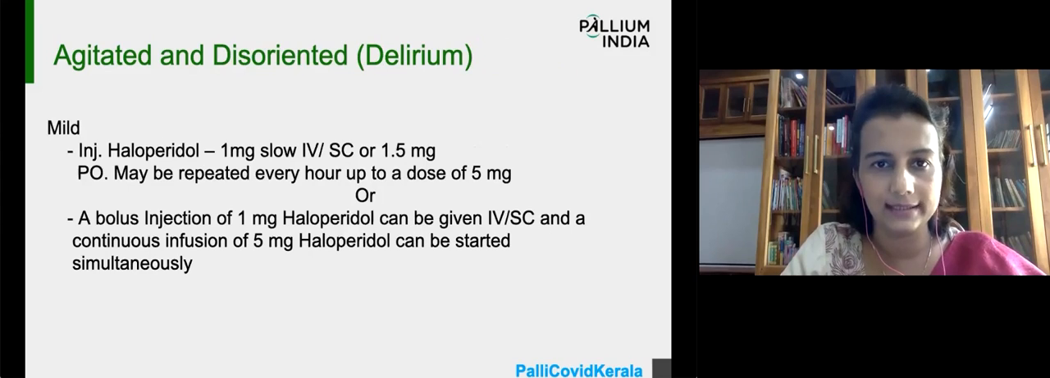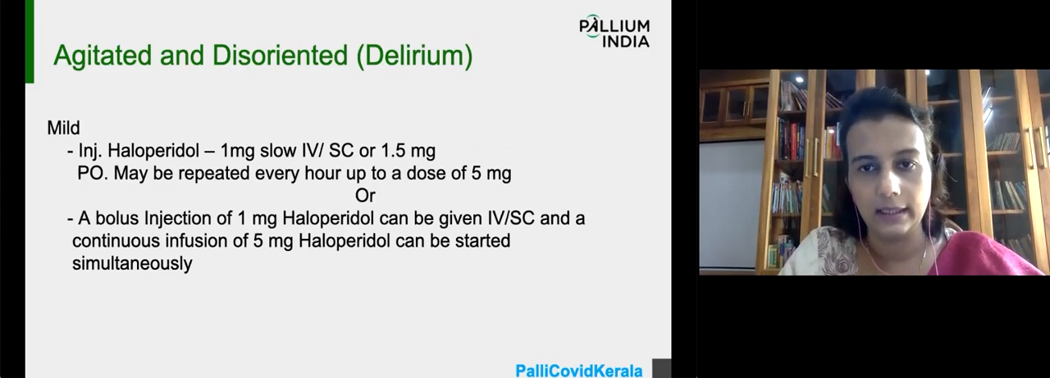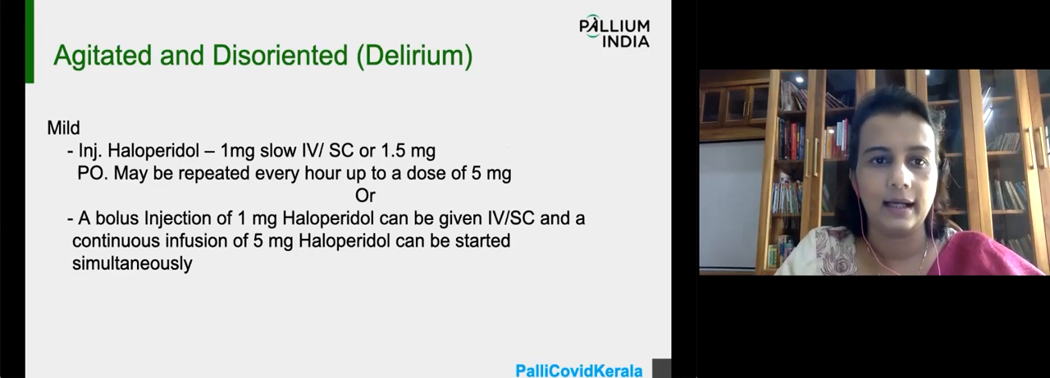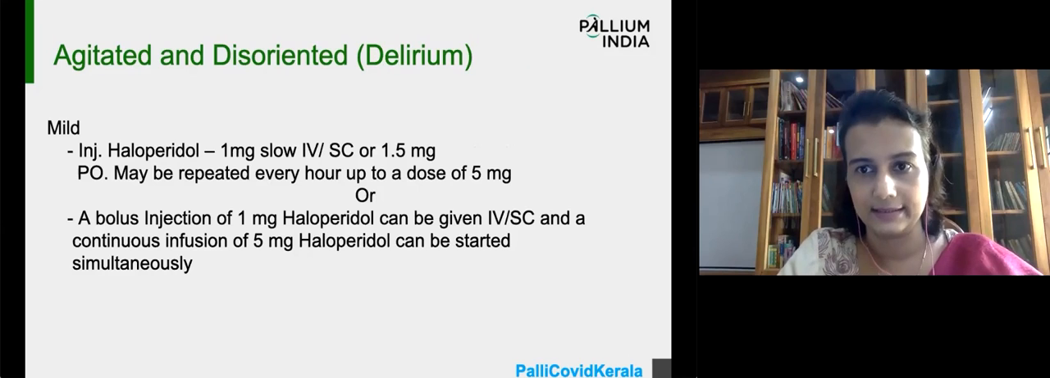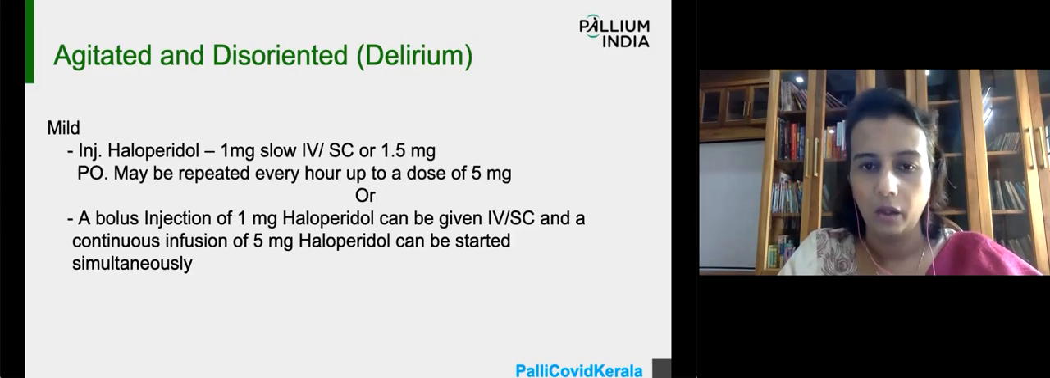Then we come to our next group of patients who are agitated and disoriented, which is a delirium. We've done the 4AT score and diagnosed them as delirium. You have to start with haloperidol as first line. So give injection haloperidol 1 milligram slow IV subcut or 1.5 milligram orally. The dose may have to be repeated every hour up to a dose of 5 milligram. Or again, that might not be a possibility because of the risk of infection.